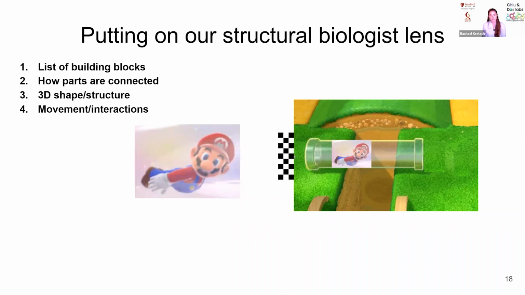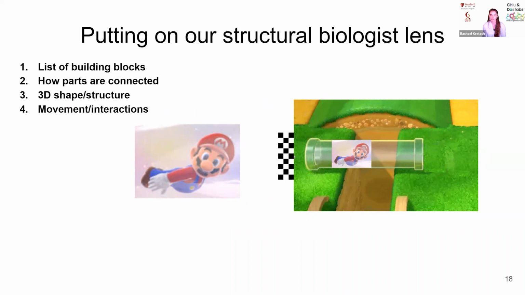But this is because we've missed the 4th level of structure. And that's the fact that these shapes can change and move. So in this case, our character is able to lower his hands and then lay down in order to get through the tube, right?